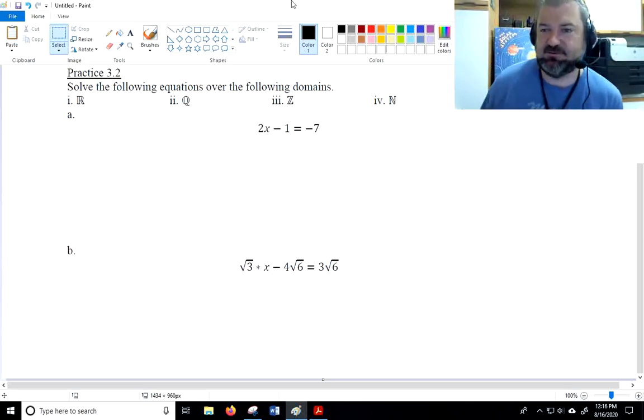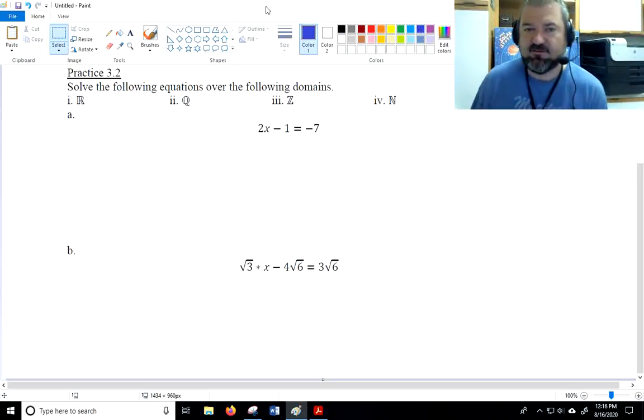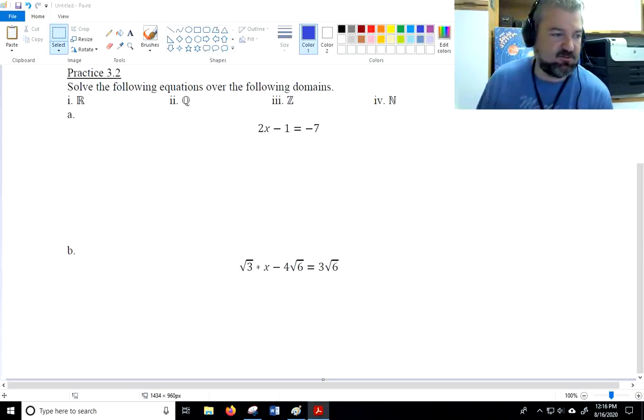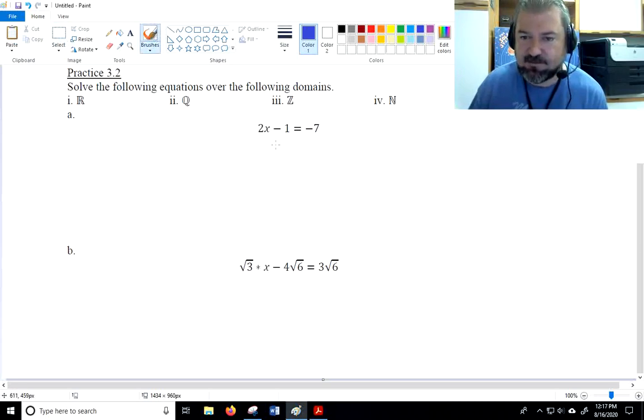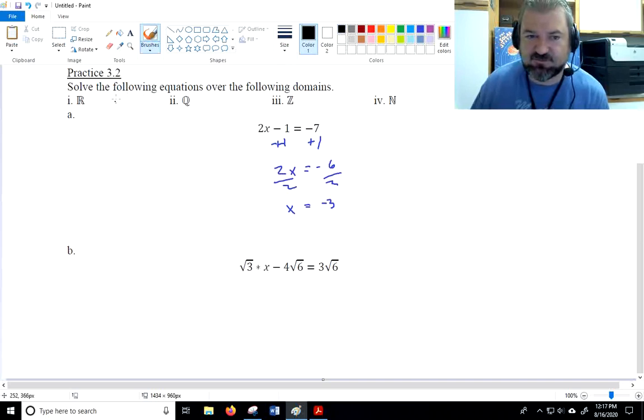All right. It's time to do it to it. I'm going to wrap this lesson up here. I think this is our last couple of problems. So I'm going to solve this equation over the domain of the real numbers. I'm going to add 1 to both sides. I'll go ahead and show it again. Just for funsies, 2x equals -6, and then we would divide by 2, and I get x is equal to -3. So let's talk about these solution sets.